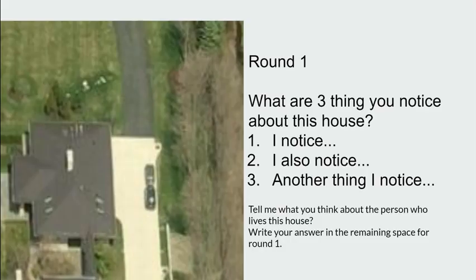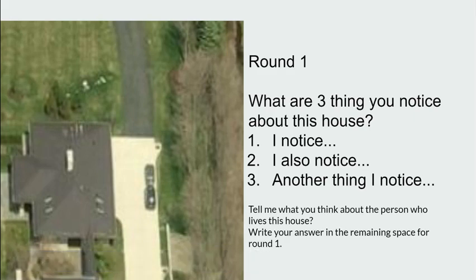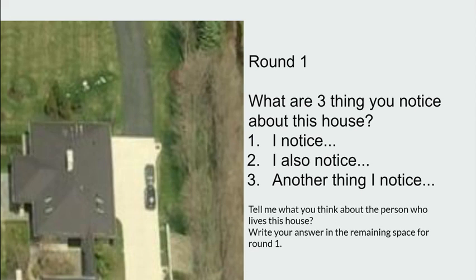Round 1 is there is a picture of a house right here. I want you to write down 3 things you notice about this house. And to help out, there are 3 sentence starters for each of those 3 points below round 1. I notice, I also notice, another thing I notice. So these are great ways to start off your sentences so that we are getting into that habit of speaking in scientific language. Once you write down your 3, you need to tell me what you think about the person who lives in this house.